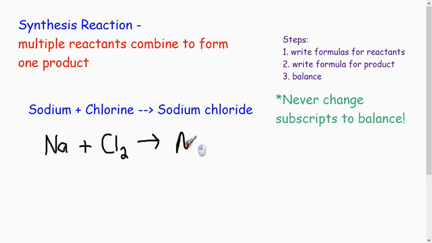Sodium chloride is NaCl. Since it's an ionic compound, if you didn't remember the formula for sodium chloride, you would look up the charge for sodium, the charge for chlorine, and crisscross and reduce those. Sodium is +1, chlorine is -1. Therefore, the subscripts for both would be 1, and those are not written.